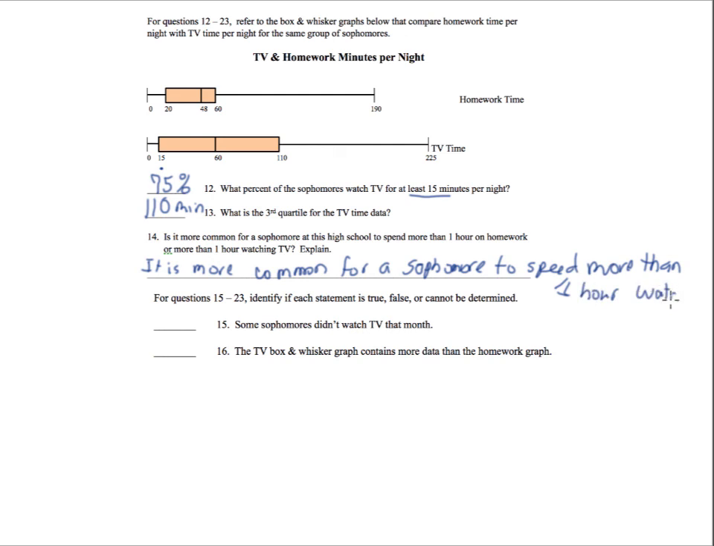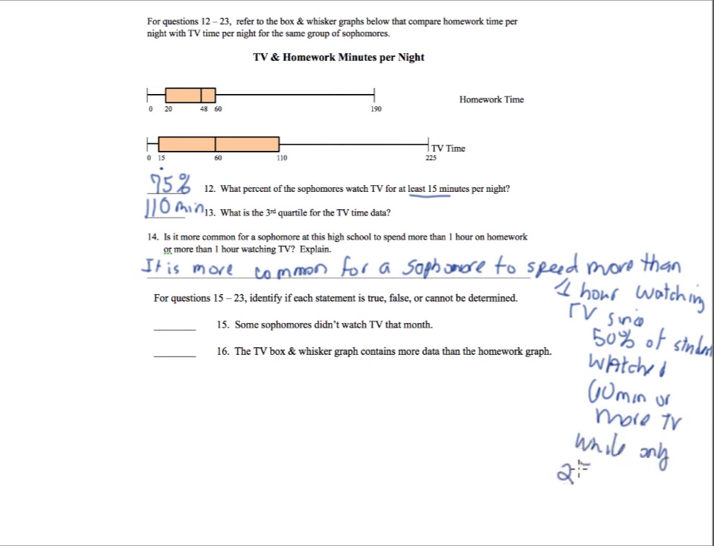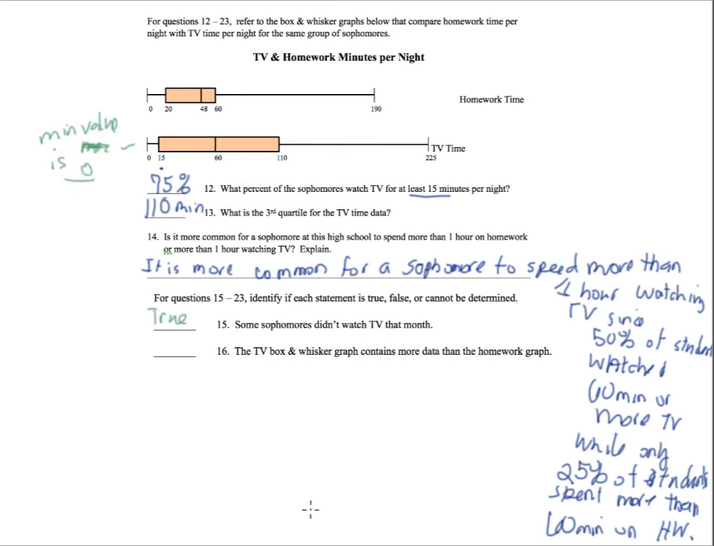Well, we know the median for television is 60 minutes, whereas quartile 3 is 60 minutes for homework time. So that means that more than 50% of students watched television for 60 minutes or more, while only 25% of students did their homework for over 60 minutes. Okay, true or false? Yes, it's true that some sophomores didn't watch TV that month because we have a minimum value of 0.